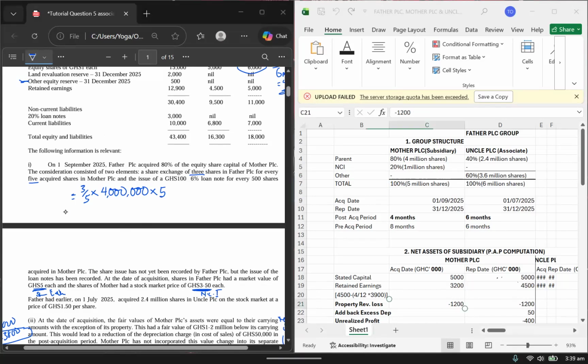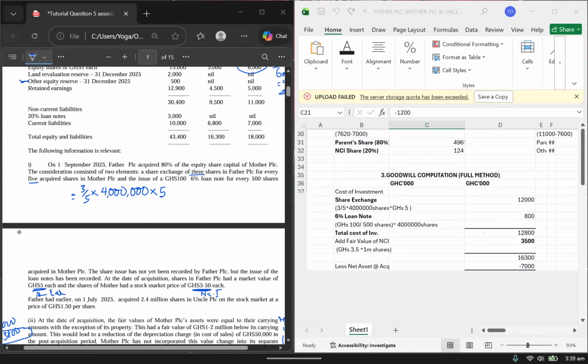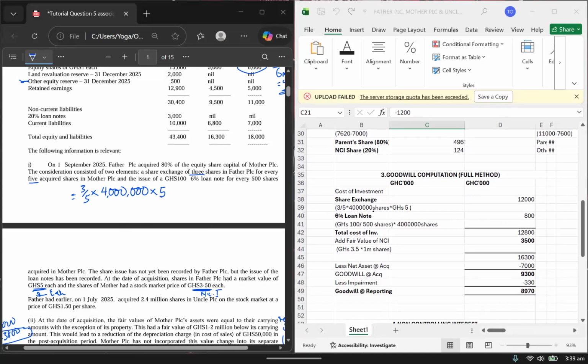Okay, what did they get? So this is what we're having here. So 3/5, that's the ratio. 3 for every 5 times what? The 4 million shares. 4 million shares times what? 5 Ghana cedis per share. So yes, we're having 12,000. We're having 3 zeros at the top already, so it's still 12 million.